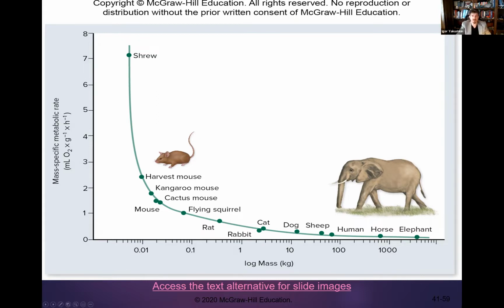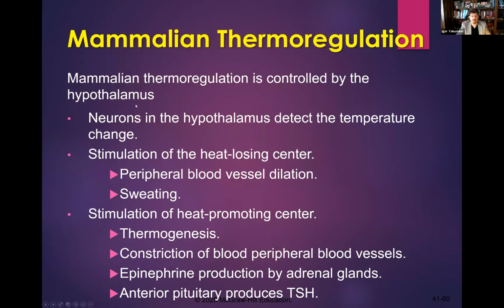And then thermoregulation, again, we talk about the hypothalamus. The neurons in the hypothalamus will detect the temperature change. Also, there is quite a large amount of blood flowing through the hypothalamus, and also there are temperature sensors located throughout the body. And then we'll have a peripheral vessel either dilation or constriction, depending if you have too high a temperature, and sweating will be there, so heat losing and heat promoting center.